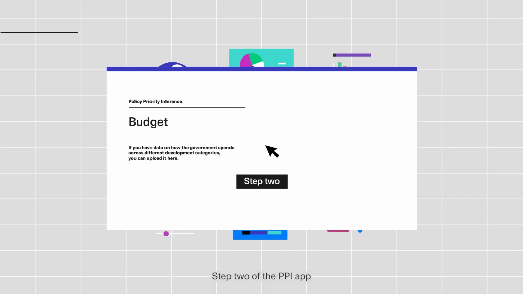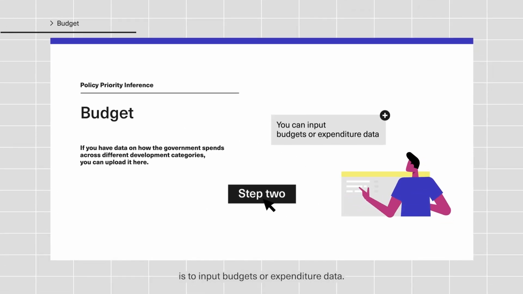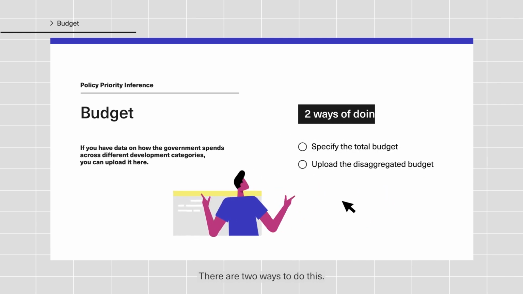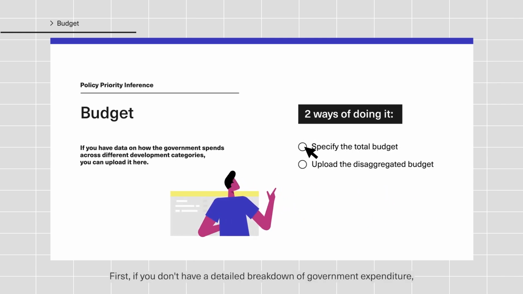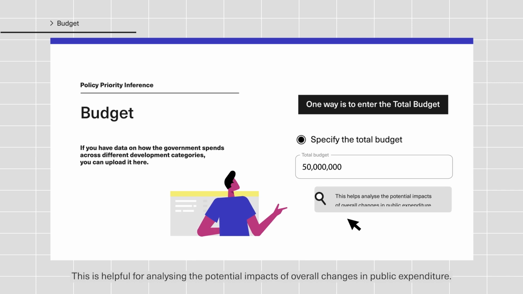Step 2 of the PPI app is to input budgets or expenditure data. There are two ways to do this. First, if you don't have a detailed breakdown of government expenditure, the app prompts you to enter a single total budget amount. This is helpful for analysing the potential impacts of overall changes in public expenditure.